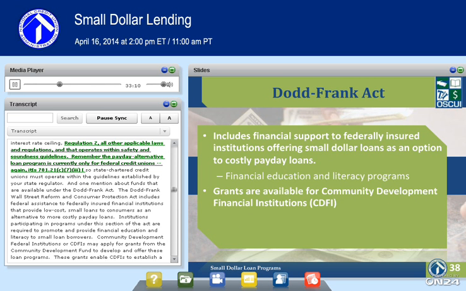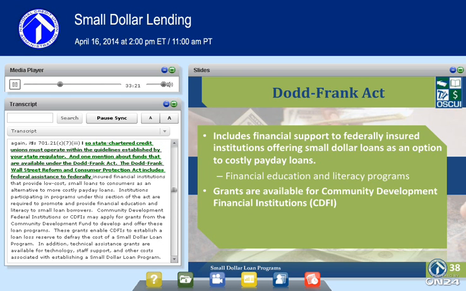Remember, the Payday Alternative Loan Program is currently only for federal credit unions. Again, it's 701.21(c)(7)(iii). So state-chartered credit unions must operate within the guidelines established by your state regulator.